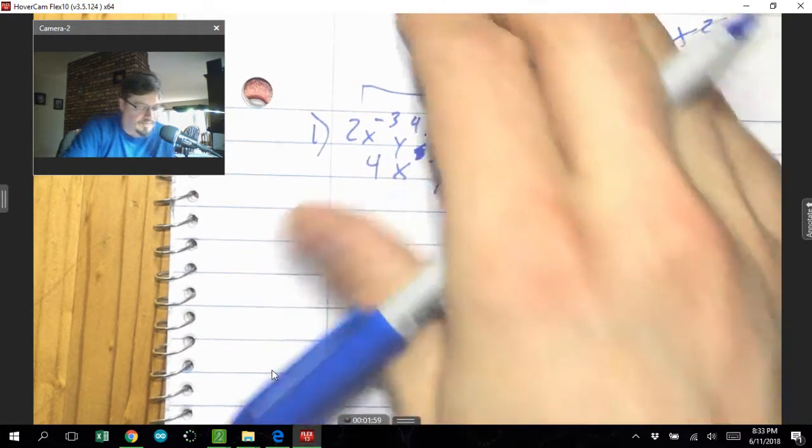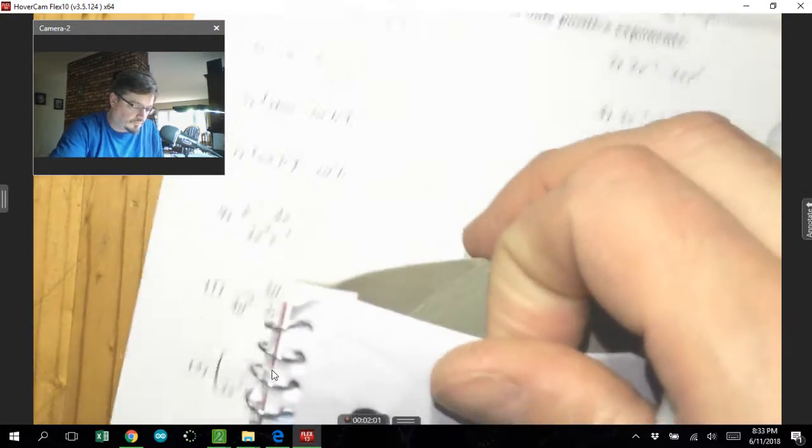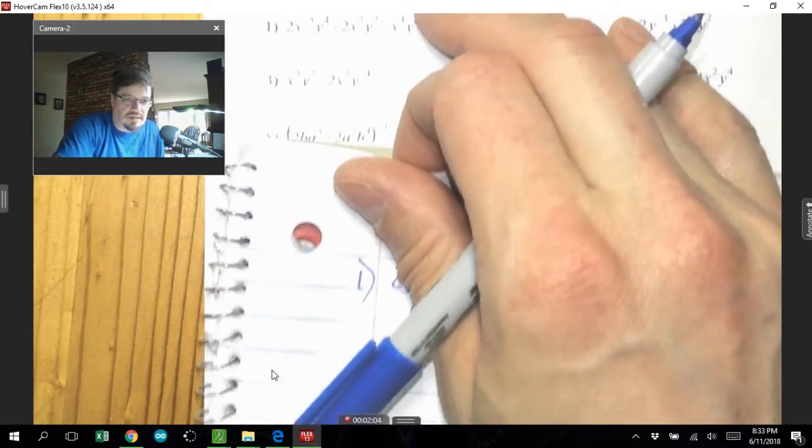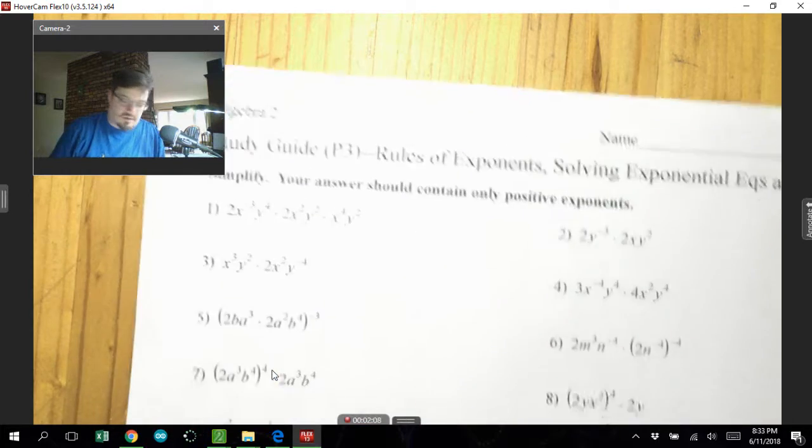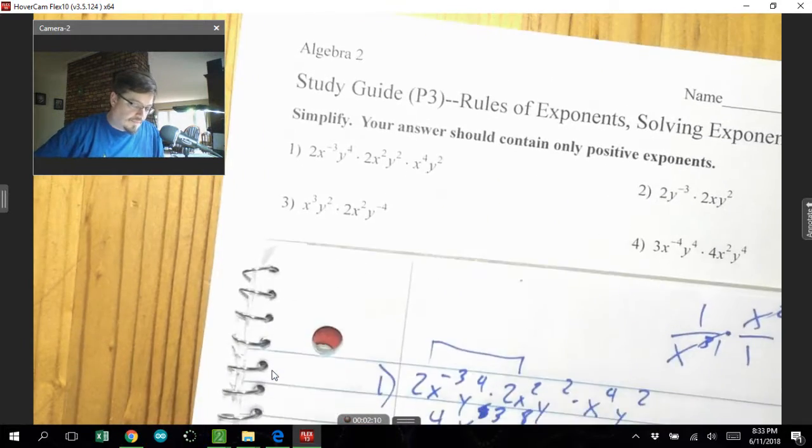All right, so number 3. Number 3 is the same process. Let's see, does this have a back? Yes, it does. Okay, so I'm going to have to not do that.